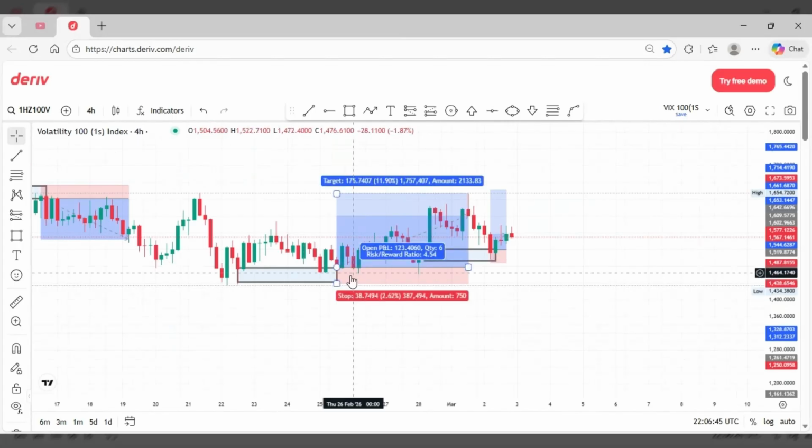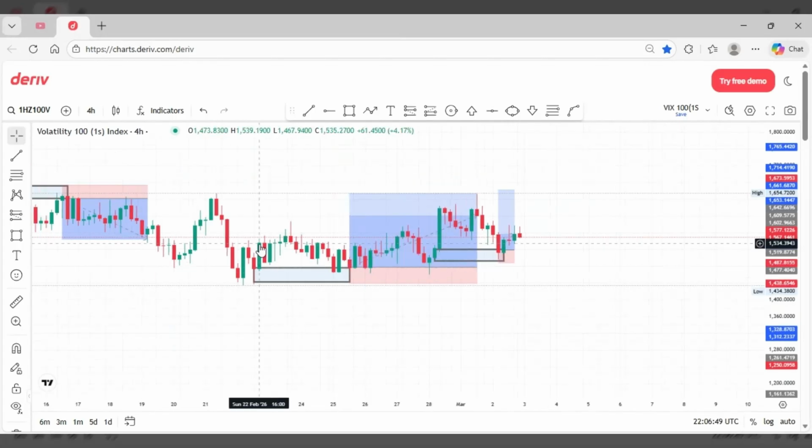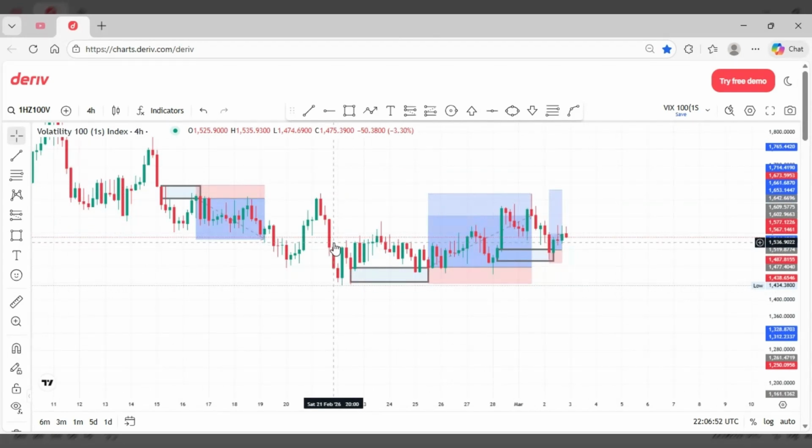Remember, I entered from this zone. Then I wait for confirmation before buying up. I did not just buy. I wait for confirmation and I see the kind of confirmation I want here. And if you look very well, you see that this market has been going up, making a series of lower highs.